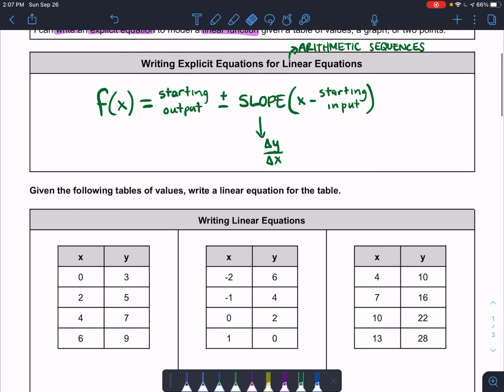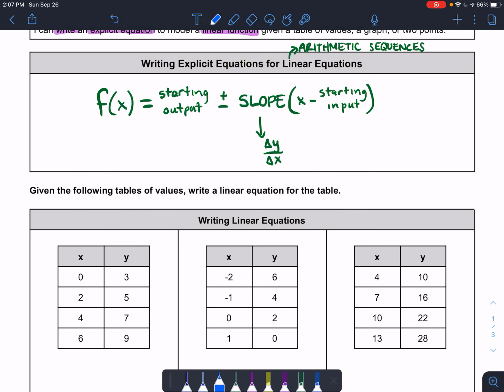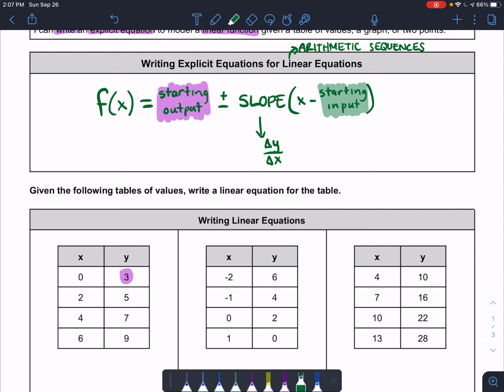As you guys can see from our equation, the only thing we really have to take care of here is the slope. And the reason is because the starting output is the same as we've always been. We know the starting output, and it just so happens that we know the starting input as well. Before we can get to our equation, we need to calculate the slope, or the change in y over the change in x.